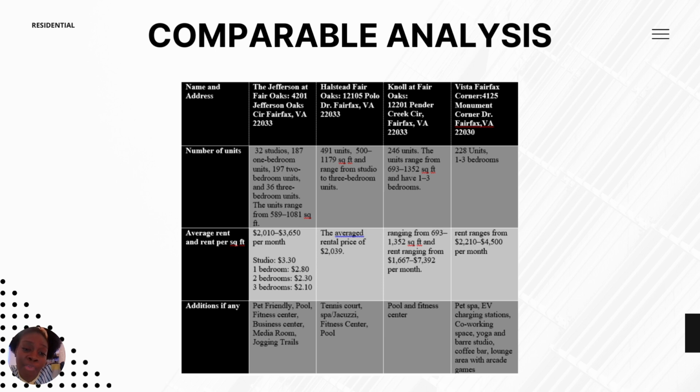And then I wasn't able to get as much information from the other properties, but I did love Vista at Fairfax Corner, just to learn about the amenities that they have, which is the pet spa, EV charging center, co-working spaces, a yoga studio, coffee bar, lounges with arcade games. Like, I want to live here.